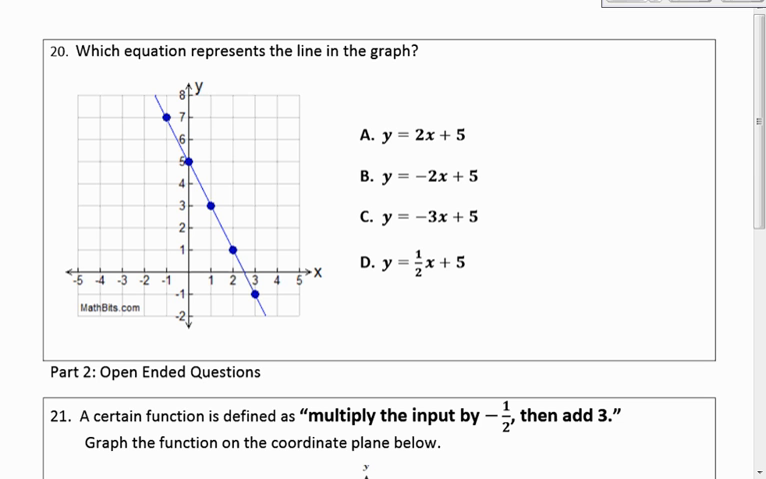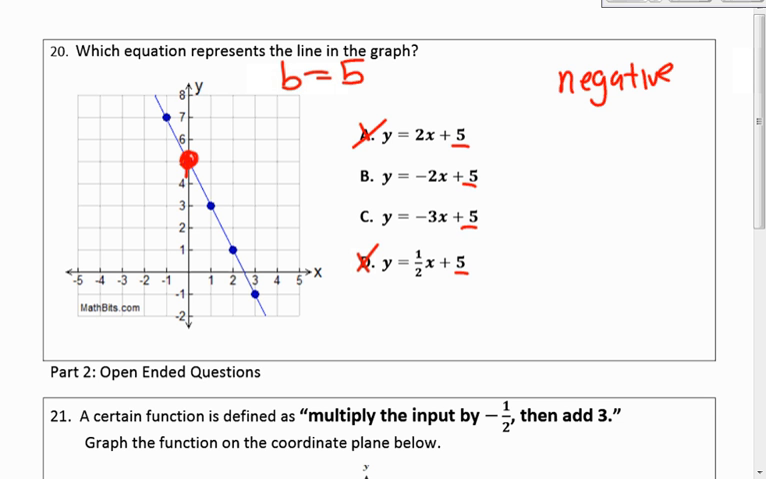For number 20, which equation represents the line in the graph below? First of all, I see that this line is going down from left to right, so I know that it has to be negative. Because I see that it's negative, I can already get rid of 2 answer choices. That would be A and D. The y-intercept is 5. That's where it goes through the y-axis. All of the answer choices have 5 as the y-intercept, so that doesn't help me with the process of elimination.